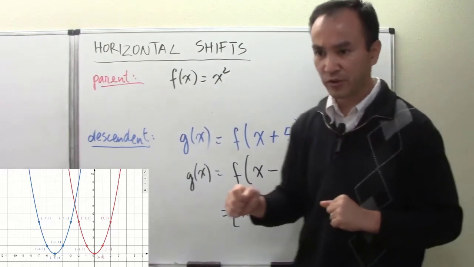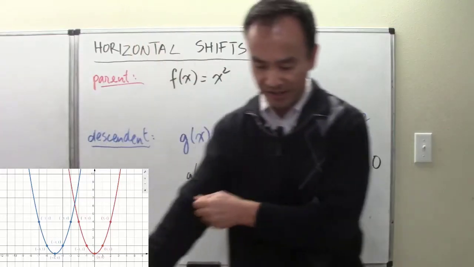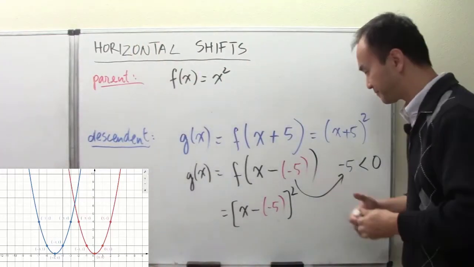By counting the grids right here, we notice that this graph is being shifted. Left or right is indicated by the sign of the value, but then how far? 1, 2, 3, 4, and 5 square grids right here. So in that way, now let's write down the observation.